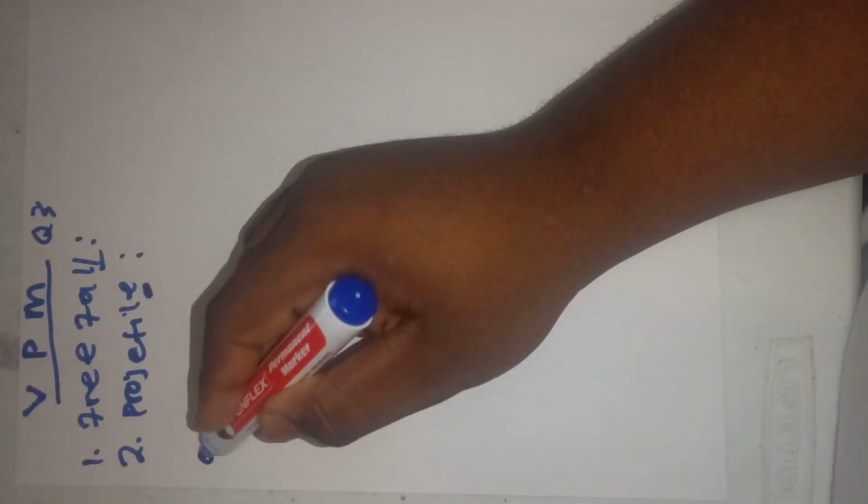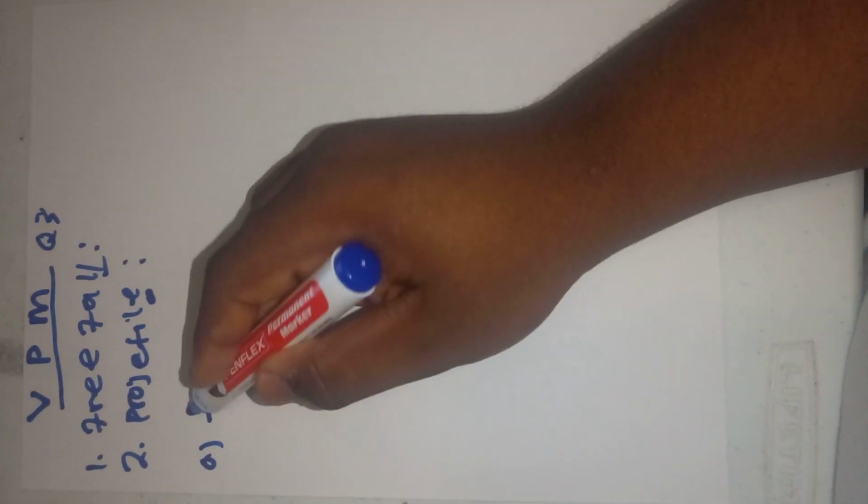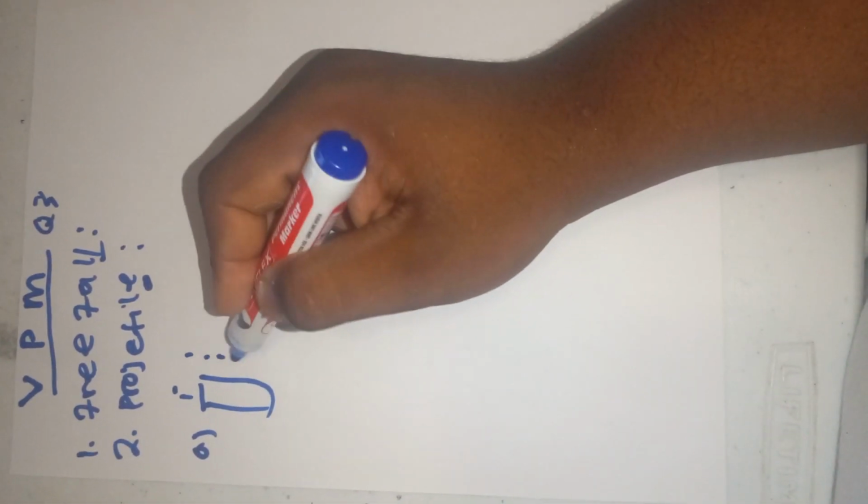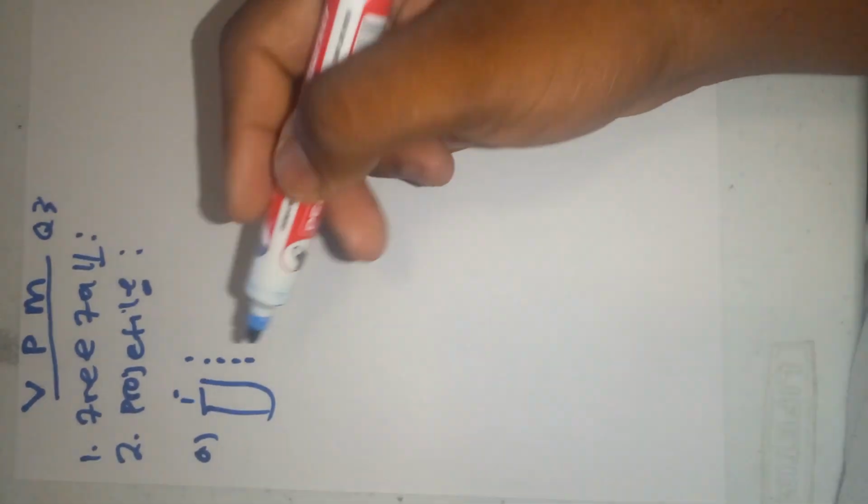So now the first example, we can have a person standing somewhere up there. This is a person here, and then that person simply drops that thing. That thing will simply go down, because that person dropped that object or that ball.